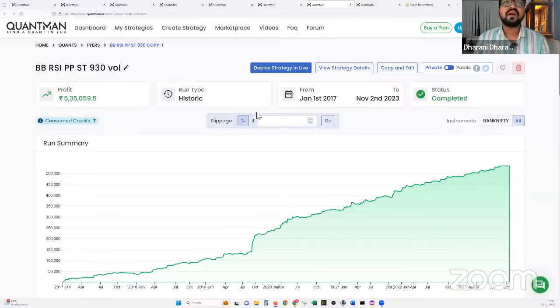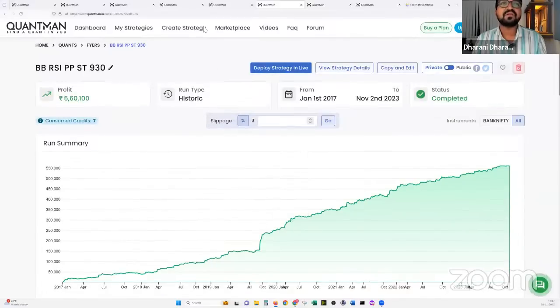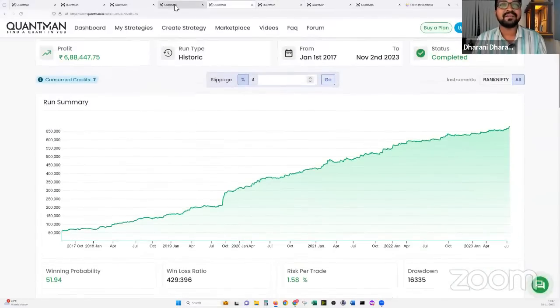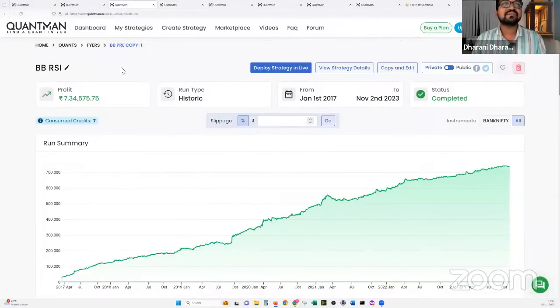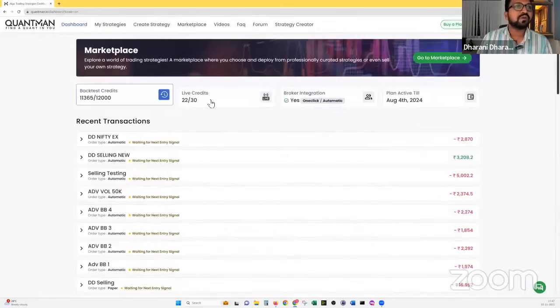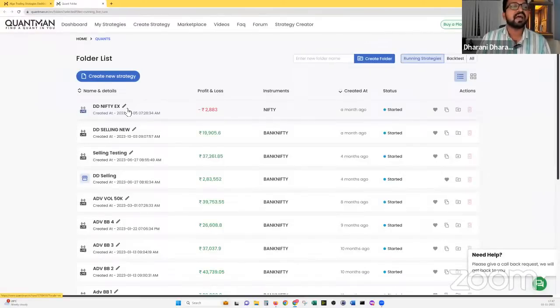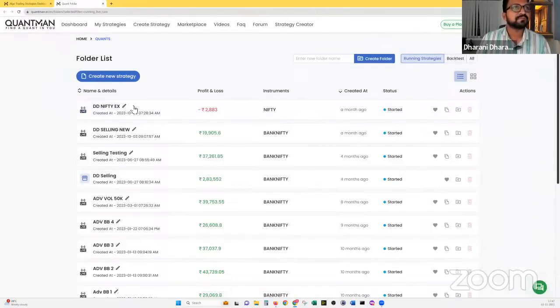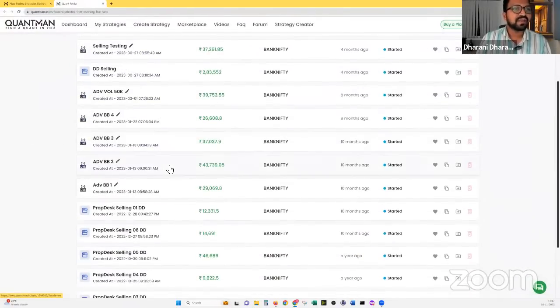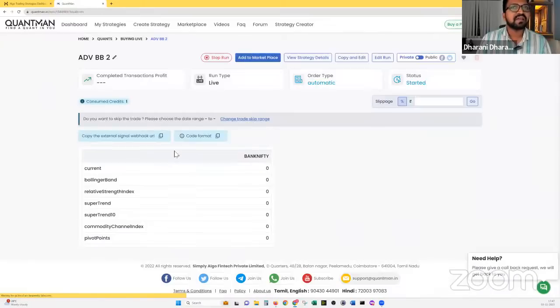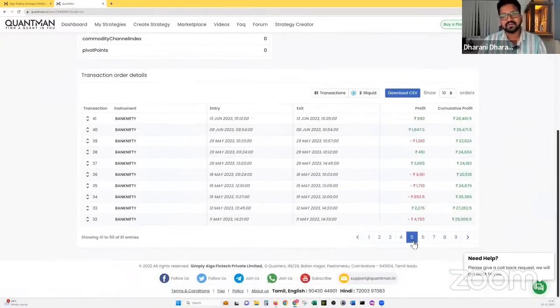Now we have something known as slippage over here. What is this slippage all about? And here is where the magic happens. Slippage is one of the very important things, the most important thing whenever it comes to option buying. So now I'll take you to one of the strategies and try to figure it out.